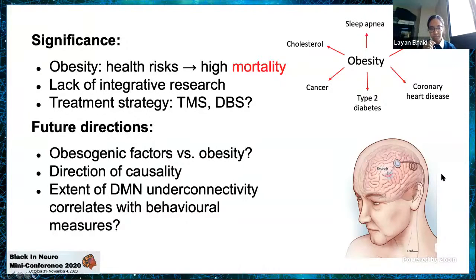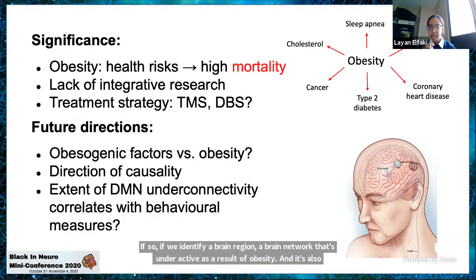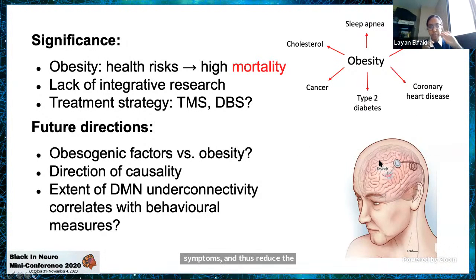So this could be done through brain stimulation techniques such as transcranial magnetic stimulation, TMS, or deep brain stimulation. Now, one limitation of the study is the fact that many factors contribute to or mediate the development of obesity. So, as mentioned earlier, this includes diet, lifestyles that lack movement, genetics, as well as high levels of circulating triglycerides.